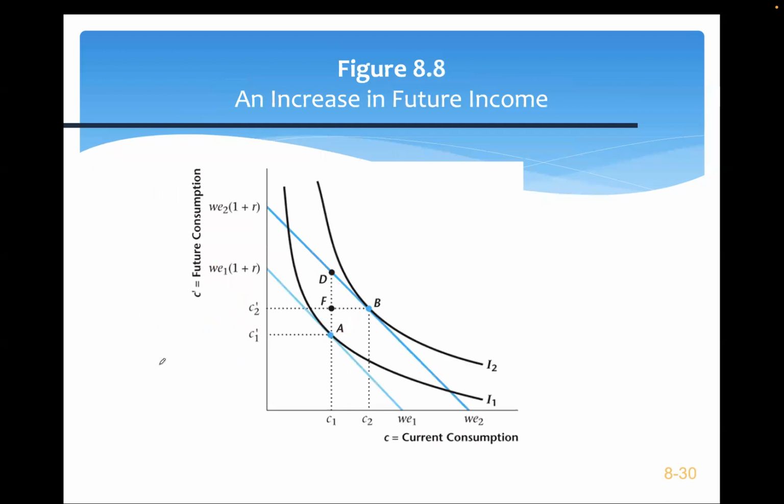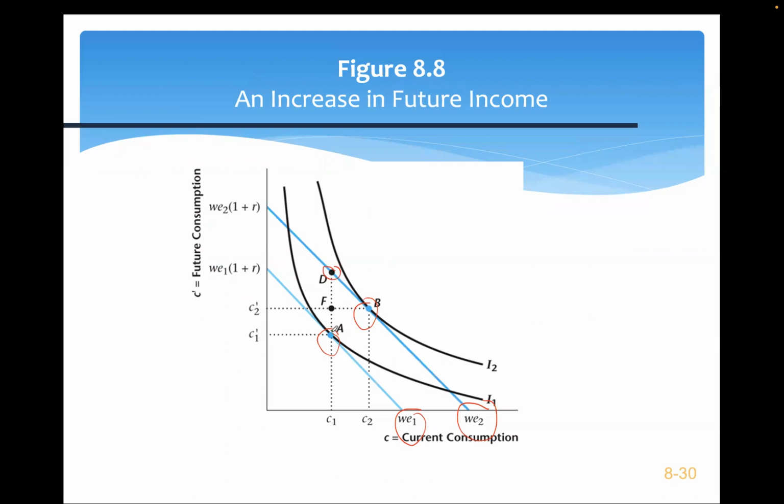Let's look at this example. Look here. So this is where we start with WE, and then you have WE prime. Clearly, you have more income in the future, right? So now your consumption is going to move from here to here. And you can consider this your endowment point. This is the endowment point, right?